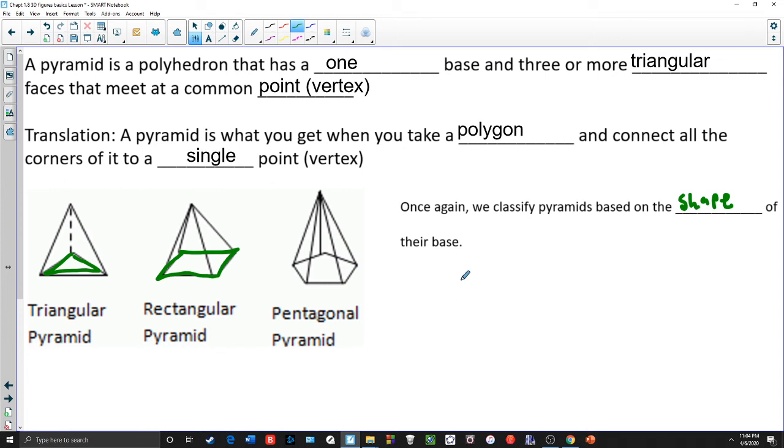Or again, it could be below too. So if I have a triangle, and I draw the corners here, so I can draw it down there, and then down there. And that's a triangular pyramid as well. So it doesn't necessarily have to be above the shape. It can be below the shape too.